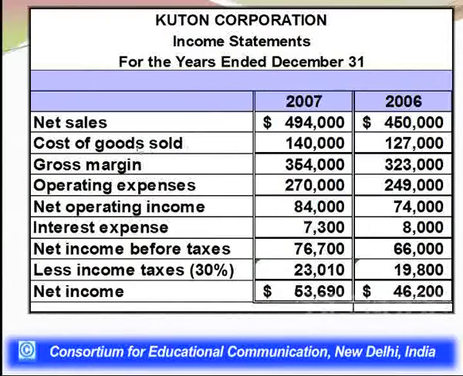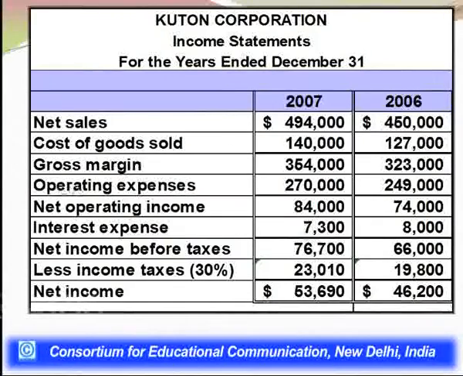Moving forward, we are subtracting cost of goods sold, which is 127,000 in 2006 and 140,000 for 2007. The difference of cost of goods sold and net sales gives you the value of gross margin, which comes out to be 323,000 for the year 2006 and 354,000 for the year 2007. Now I would recommend if you could note down these values, which will help us to understand the ratios in next few minutes.